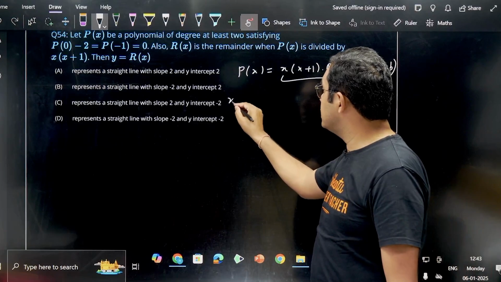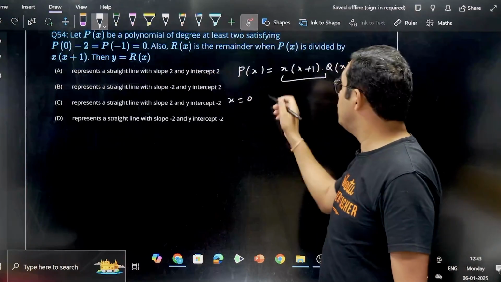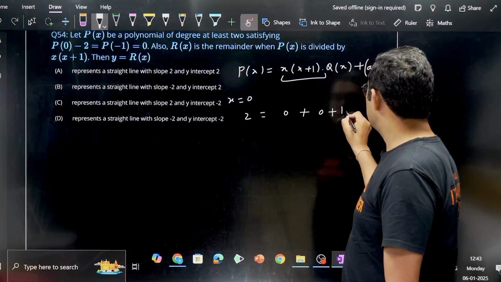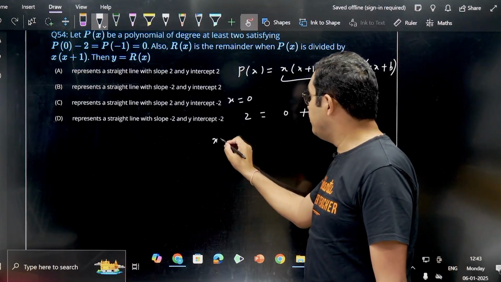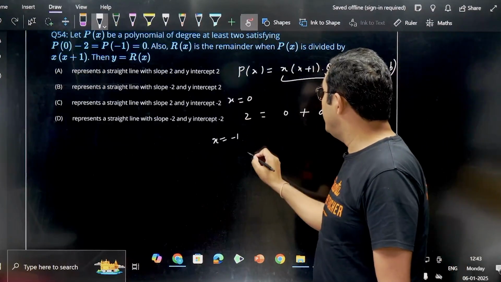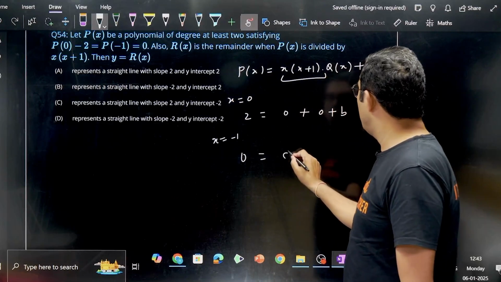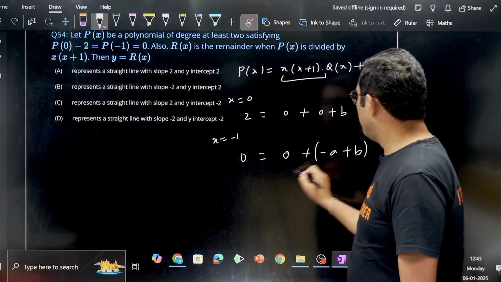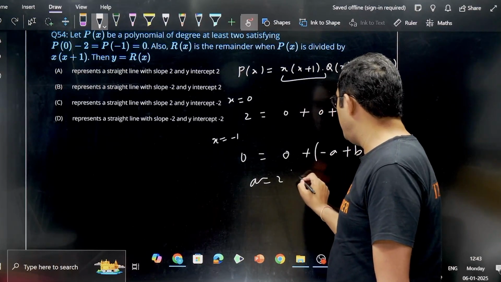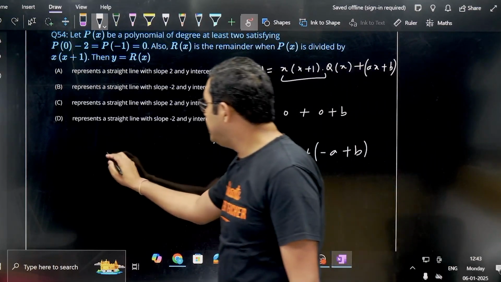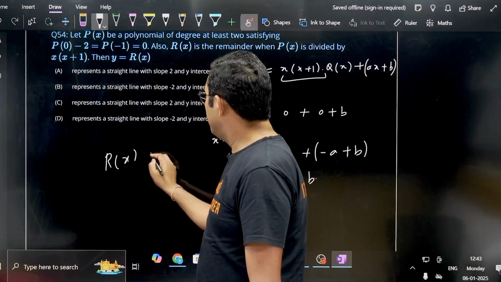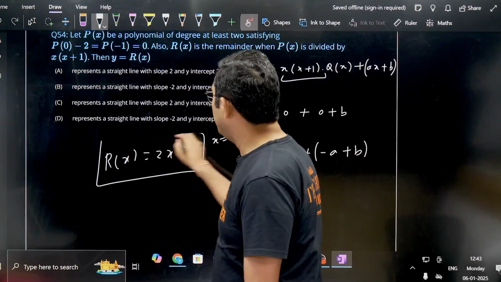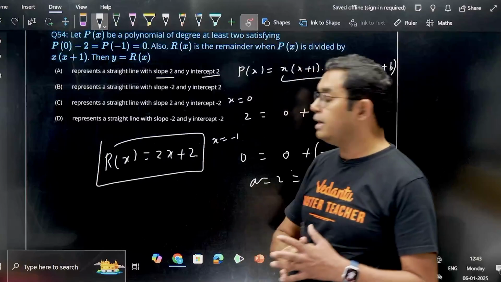If I put x equal to 0, we are given p(0) is 2, so that will be 2 equal to 0 plus b, so we get the value of b. Then we put x equal to -1, we get the value 0 here, so 0 equals minus a plus b. From both of them we get a equal to b equal to 2. So this remainder r(x) will be 2x plus 2, which is the equation of a straight line whose slope is 2 and y-intercept is 2.